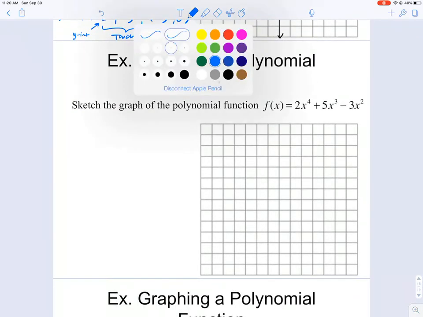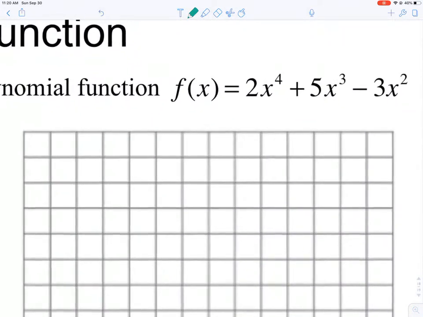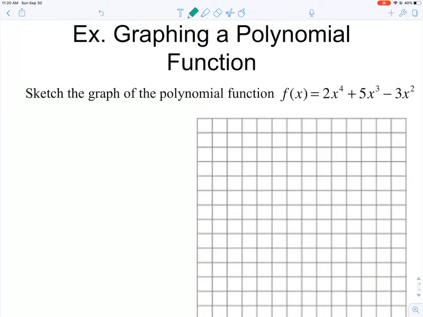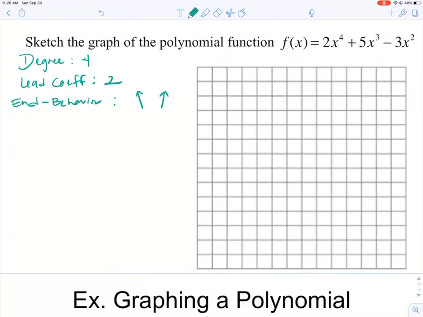All right, so this next polynomial is not in factored form, so when we want to find our real zeros, we're going to need to factor. But just looking at that equation, we can see that the degree is also going to be 4, like the previous polynomial. And the leading coefficient will be a positive 2. So our end behavior will be, again, both ends pointing up. So as x approaches positive or negative infinity, y will approach positive infinity.